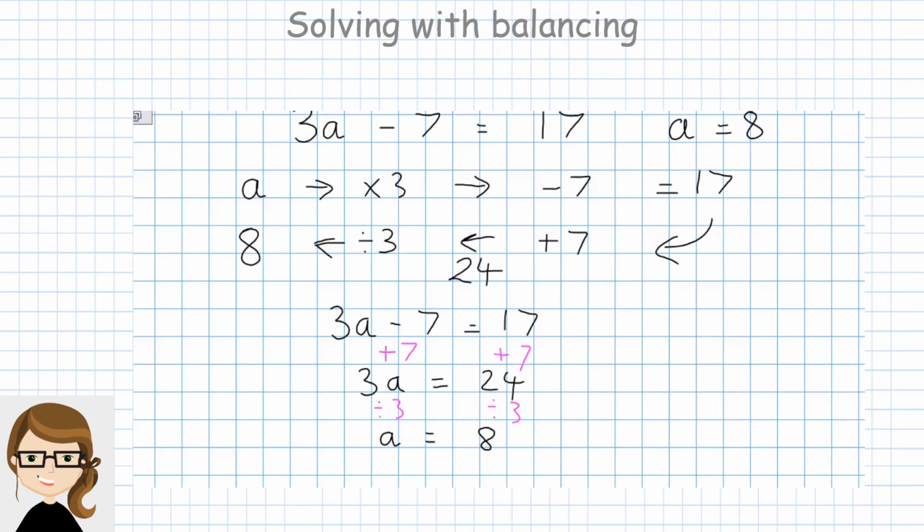So, as I said, in the tasks today, you absolutely can use the flowchart method. That will work perfectly. Or you could give it a go using the balancing method, using bar models. It's really up to you, whatever works best.